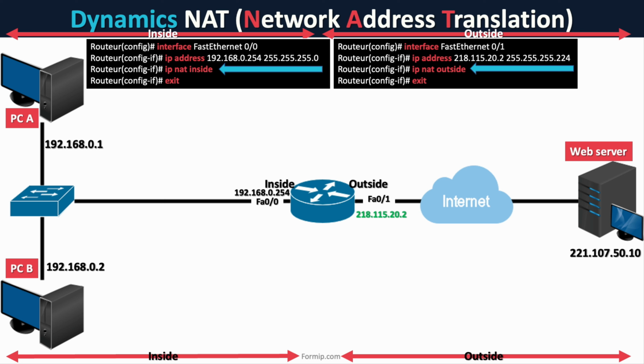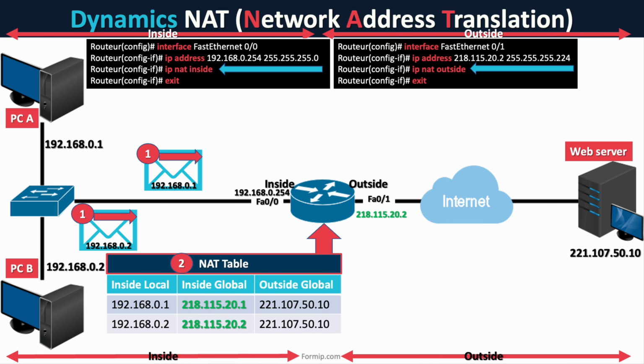To see how Dynamic NAT works, we will base ourselves on the same topology and analyze the different steps. Here, the two PCs on the left, which carry private IPs, want to communicate with the web server on the right, which has a public IP.